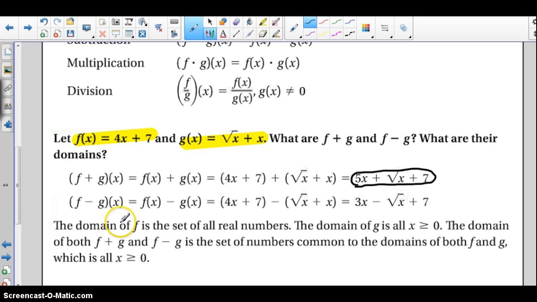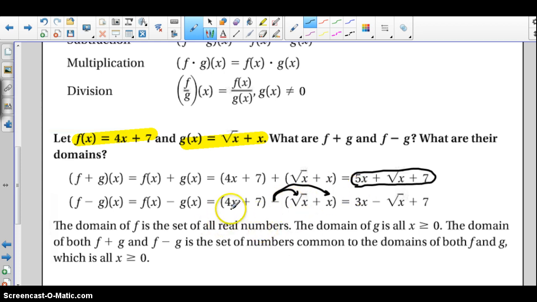Next one, we're going to subtract these functions, and sure enough, f of x minus g of x. So we're going to have 4x plus 7 minus this whole thing. A common mistake is that people fail to distribute this negative to both of these terms. In essence, what you're going to have is 4x minus x for 3x and 7 minus radical x. So you're going to have a negative radical x and a 7.